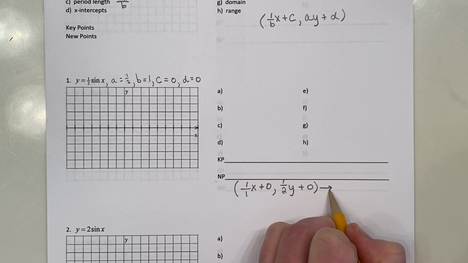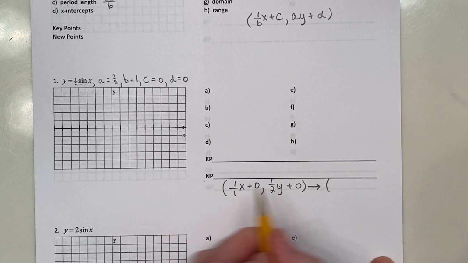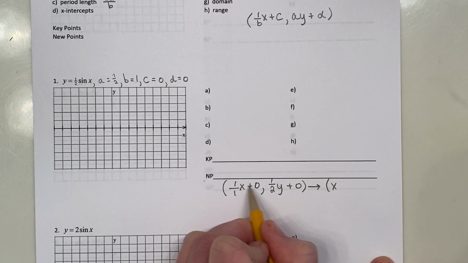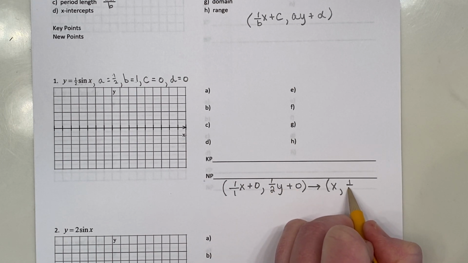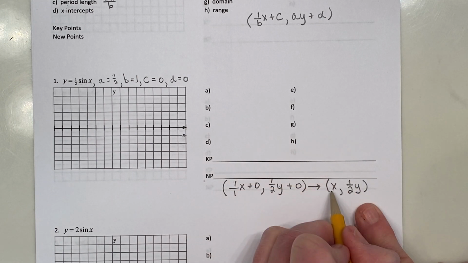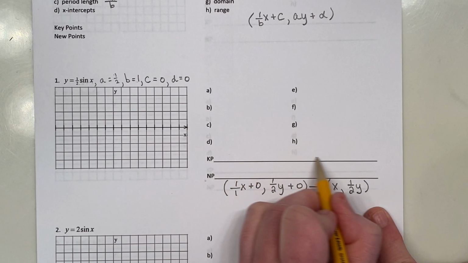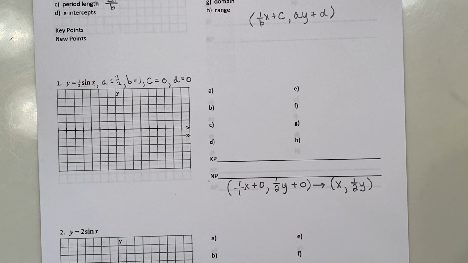So let's come over here and clean this new formula up. So 1 over 1 is just 1, so that's just x, plus 0 just gets x. And then here, cleaning that up, we just get 1/2 times y, or you can think of it as y divided by 2. So what this formula tells us is that for all key points, we'll make no changes to the x, but for all the y coordinates of the key points, we'll divide those y values by 2, or multiply by 1/2, however you want to think about it.